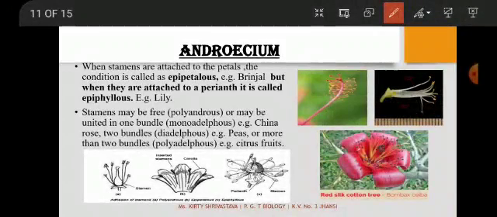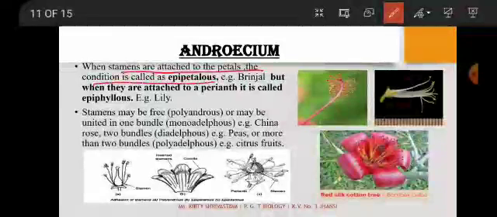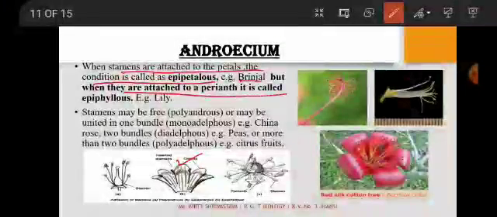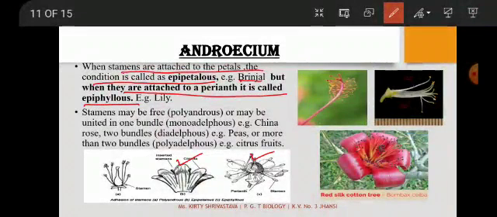When the stamens are attached to the petals, the condition is called epipetalous, as in the case of brinjal flower. But when they are attached to the perianth, it is called epiphyllous, as in the case of onion and lily. When the stamens are free, they are called polyandrous, but they may be united to form one bundle, as in the case of China rose, and such condition is called monoadelphous.